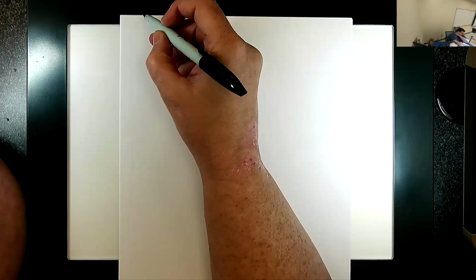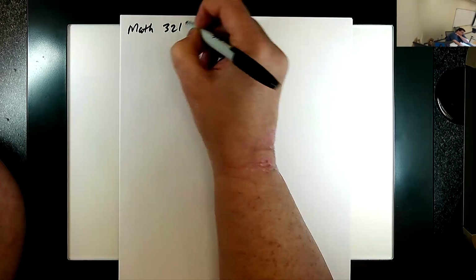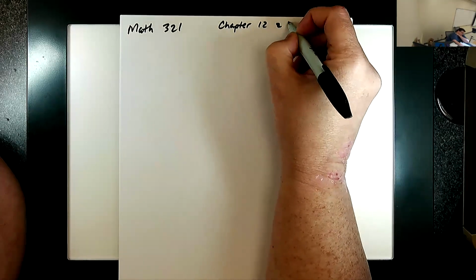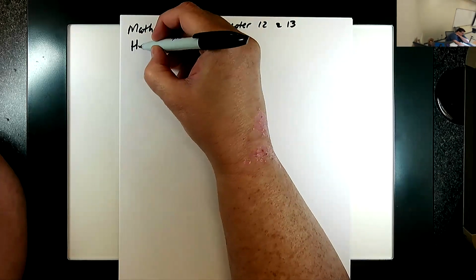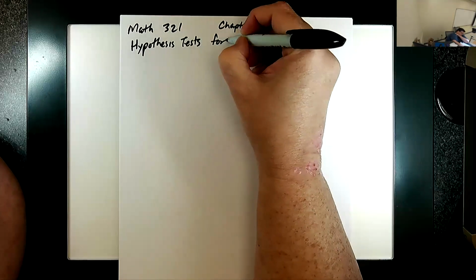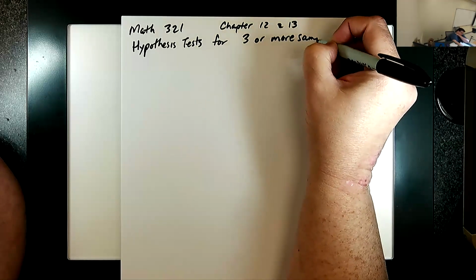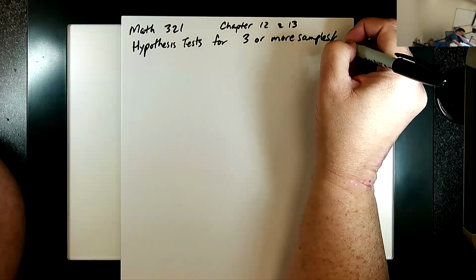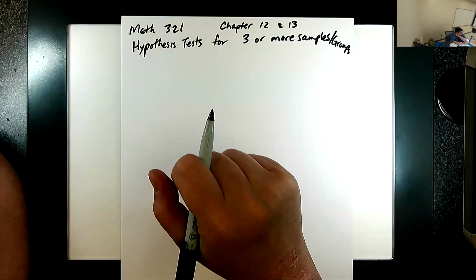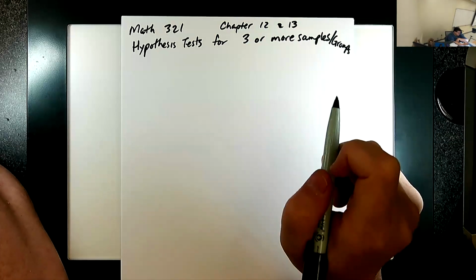All right, so we're doing chapter 12 and 13. These are hypothesis tests for 3 or more samples / groups. So chapter 11 was on 2 groups, chapter 10 was on 1 sample or 1 group.